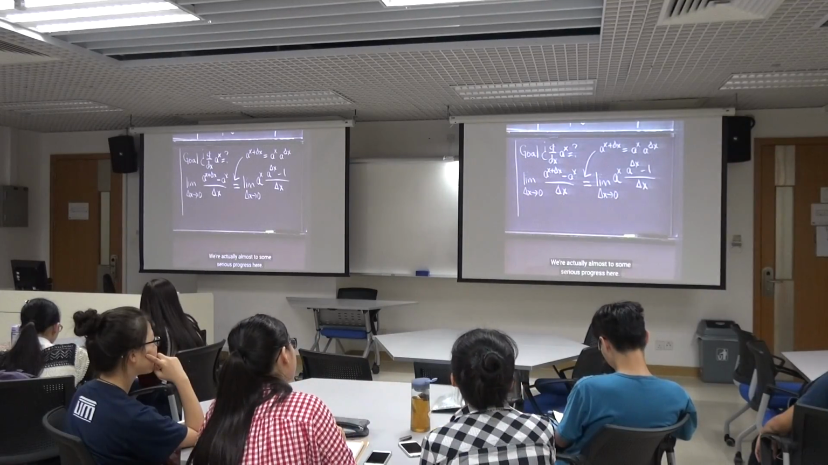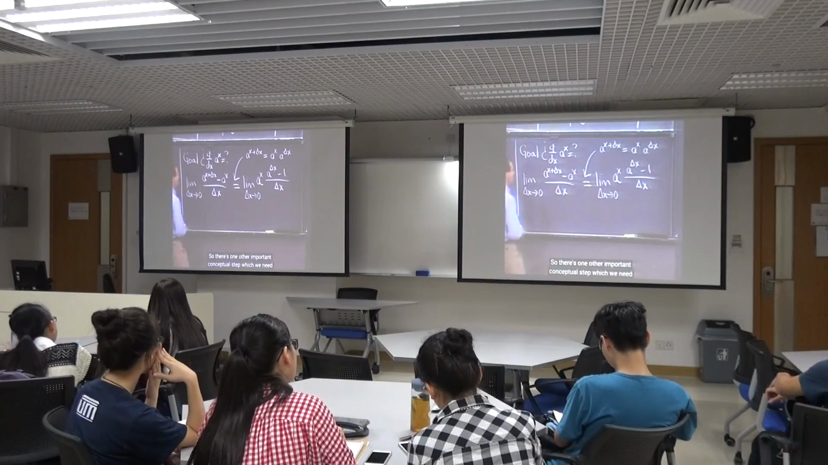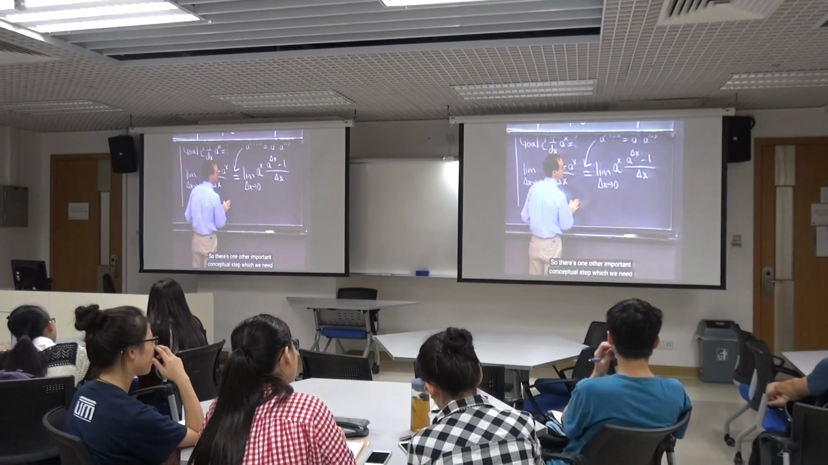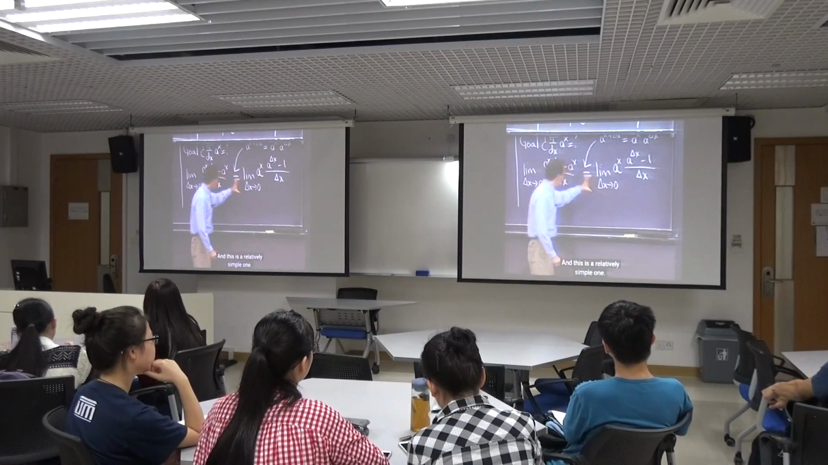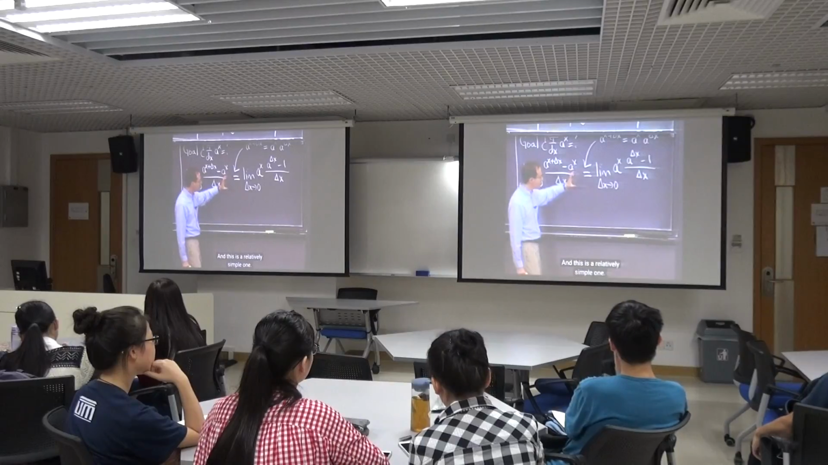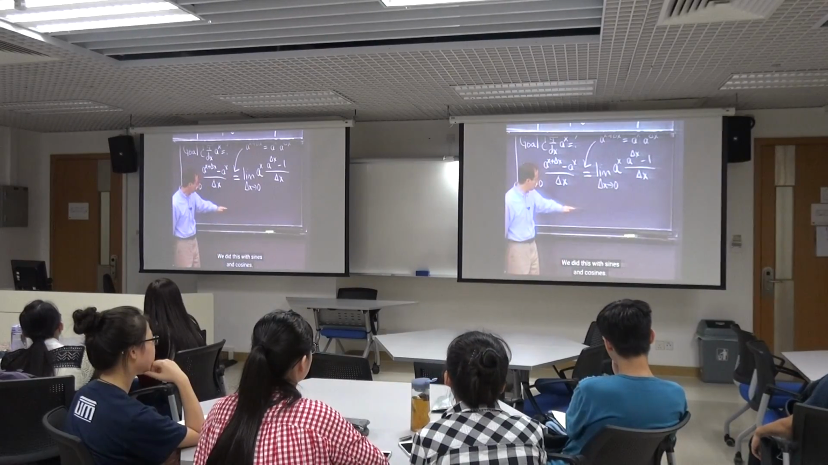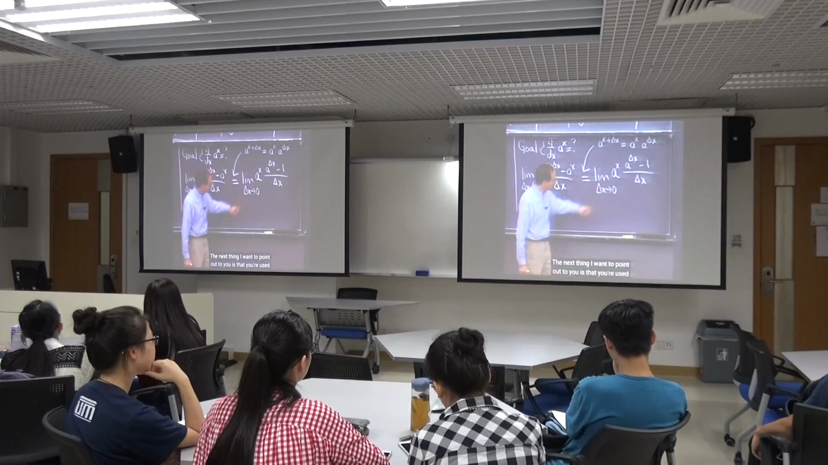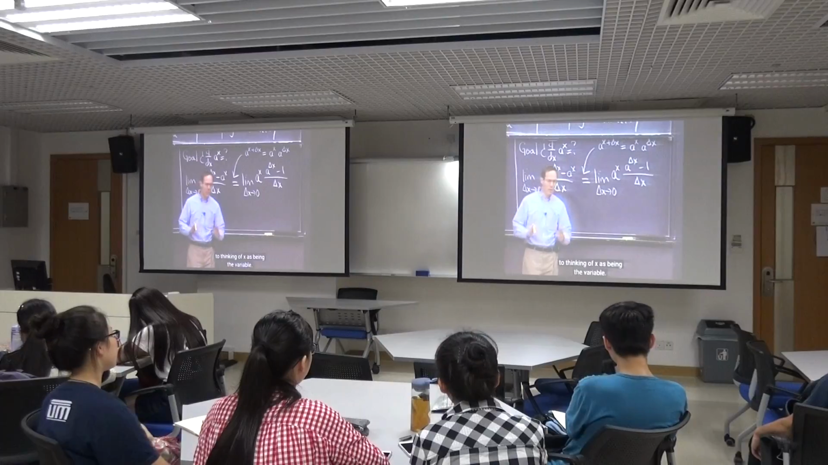So far, so good. We're actually almost to some serious progress here. There's one other important conceptual step which we need to understand, and this is a relatively simple one. We actually did this before, by the way. We did this with sines and cosines. The next thing I want to point out to you is that you're used to thinking of x as being the variable.